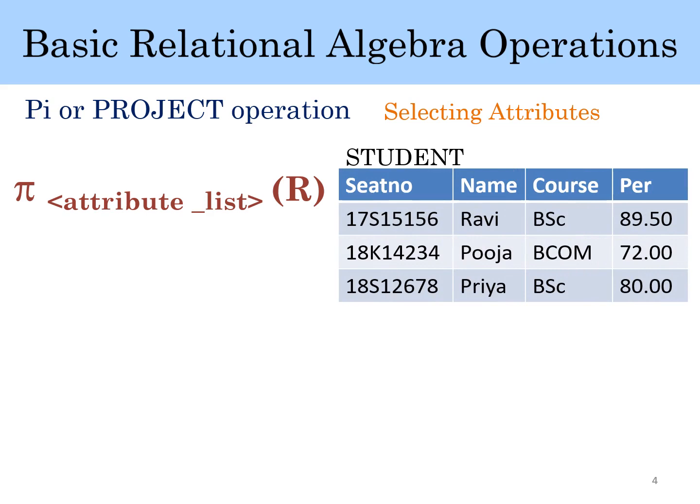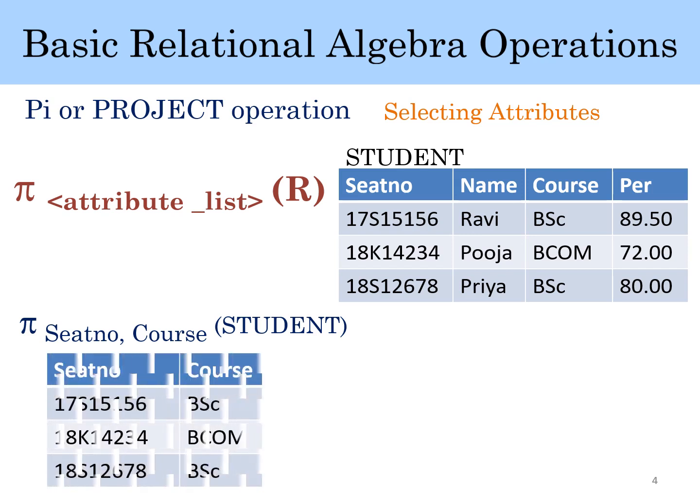Consider the example again, student is the table, and we will have the query as pi seat number and course on the table student. So only those 2 columns are selected. So this is about the project operation.